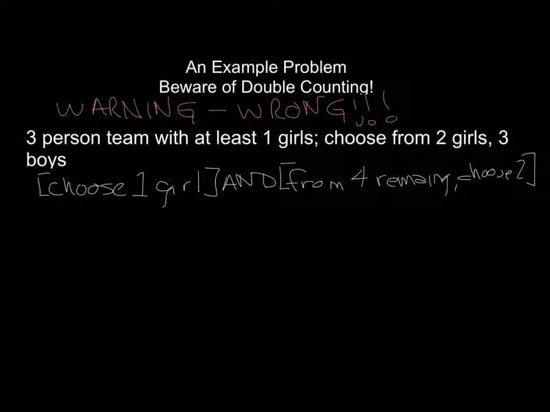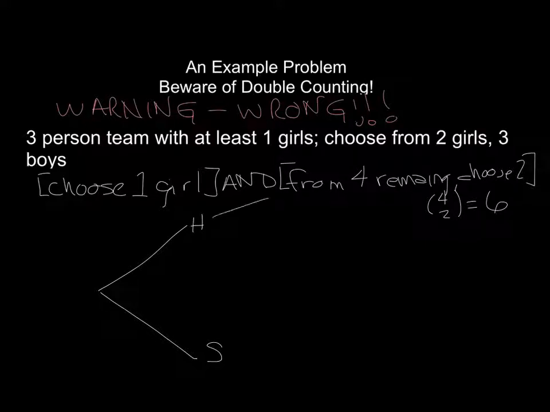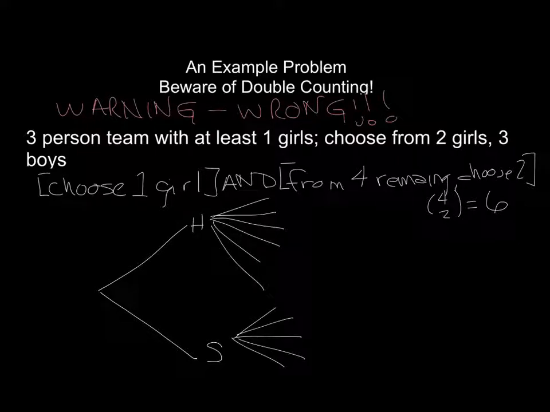So what's wrong with this? Let's do a little diagram. Let's start with choosing one girl. Let's name our girls Helena, Sabrina. So we've chosen one girl from the 2. Now from the 4 remaining, choose 2. 4 choose 2. That means there's going to be 6 possible pairs of people.